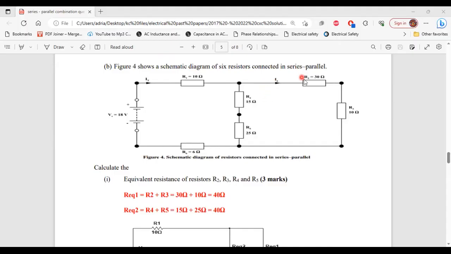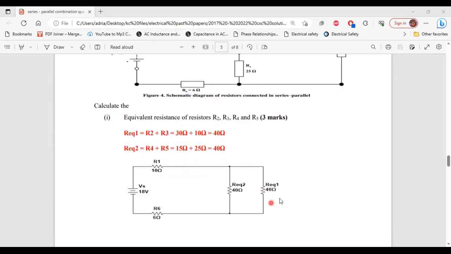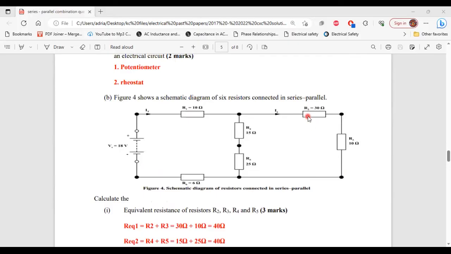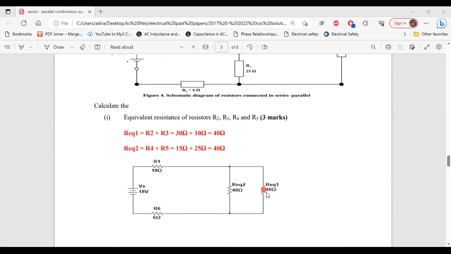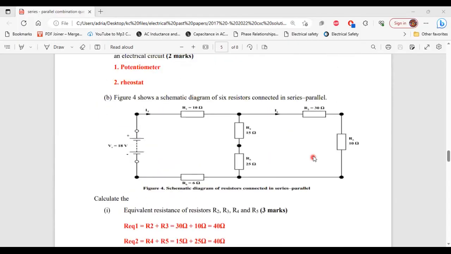through R2. To calculate the current flowing through R2, we'll have to calculate the current flowing through REQ1. Why? Because R2 and R3, the equivalent resistor value is REQ1. So once we know the current flowing through REQ1, we know the current flowing through this portion of the circuit, or we know the value of IA.